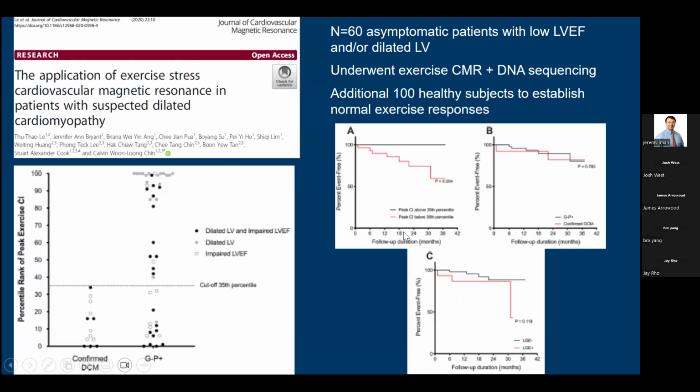I think this one was a very interesting study. Again, this is this group out of Singapore. They like to use exercise assessments of cardiac index and what cardiac index the patients could achieve. And so in this study, they took patients who had low ejection fraction and/or a dilated left ventricle.